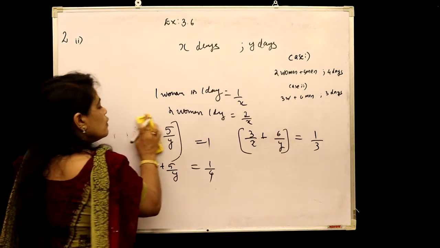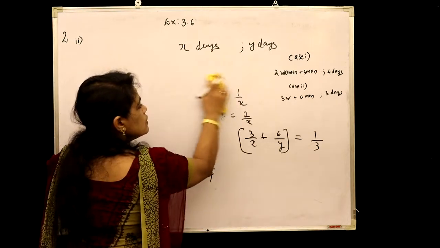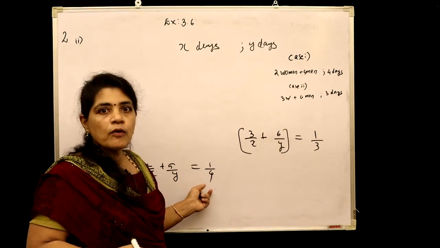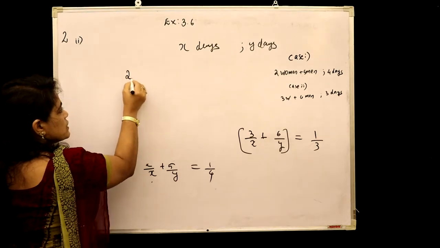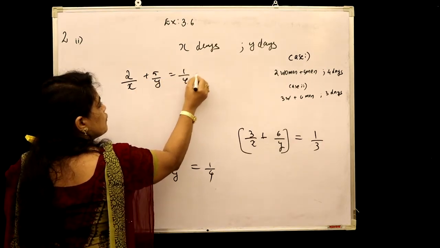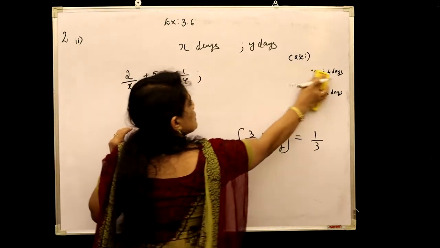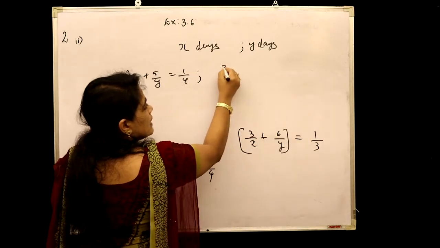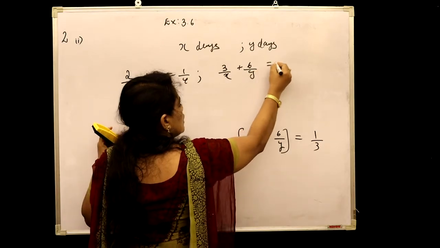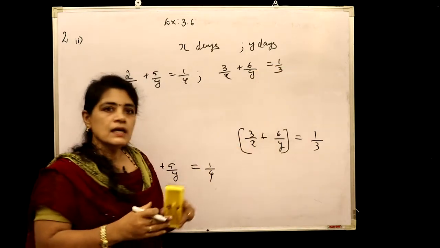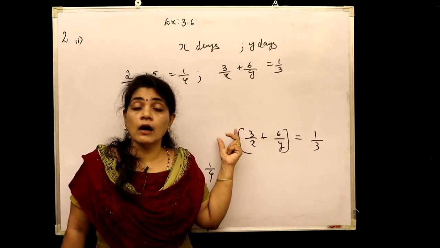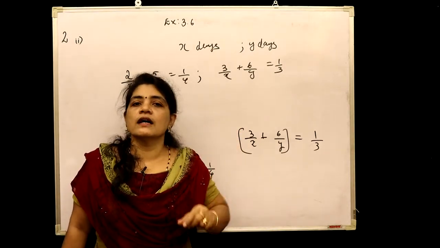Now we are going to solve this. We have done so many problems from this reducible form. See, children, this is the first equation, 2/x plus 5/y is equal to 1/4, and the second equation is 3/x plus 6/y is equal to 1/3. See children, why I said this is reducible form? Because here the variables are in the denominator.